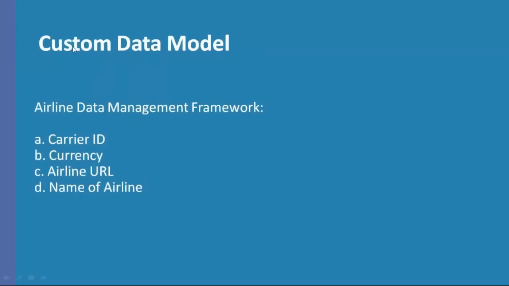So let's start with the custom data model. First we will start with one simple framework, which is the airline data management framework, where we will have the carrier ID, the currency, the airline URL and the name of the airline, or description you can say. We will take these four different details, and based on that we will create the airline data management framework for the MDG data model.